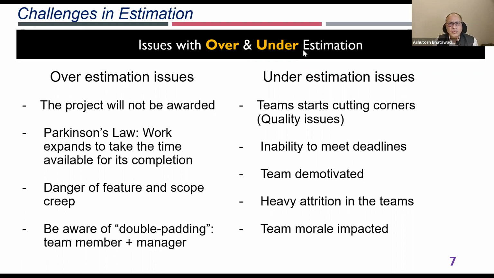So you try to invent work. You try to do gold plating, as they say in project management terms, right? So you try to invent more and more work, and this results in the danger of feature or scope creep. And many times overestimation is also because of double padding. What is double padding? Your team member adds a buffer onto the task. Your team lead adds a buffer. Your project manager adds a buffer. The delivery manager adds a buffer. And finally, the figure you quote in the bid document has a heavy, excessive buffer in it. So those are the challenges with overestimation.